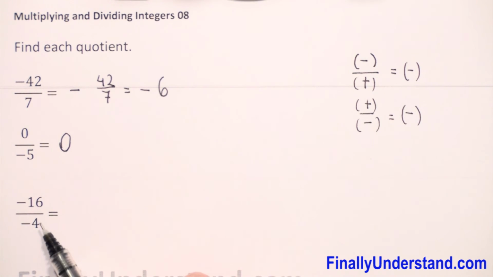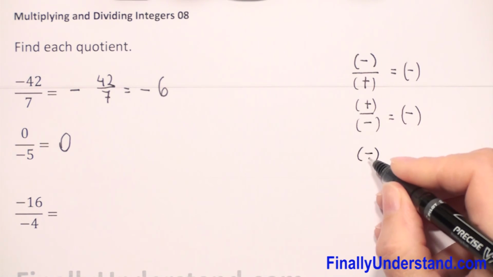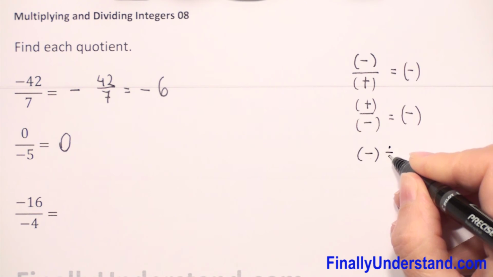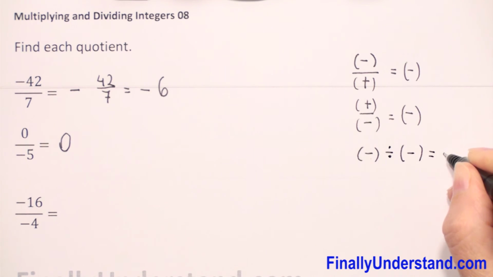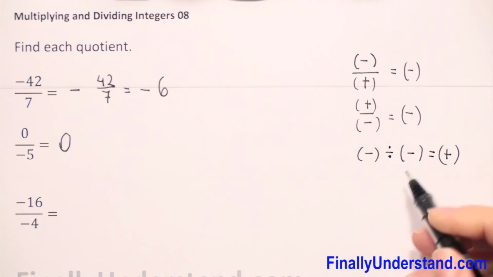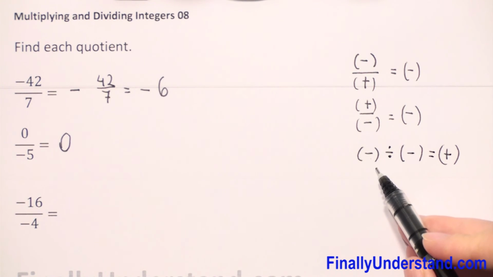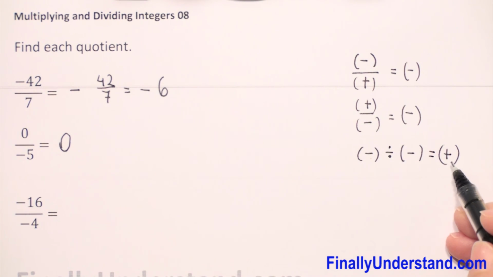The last example, we have negative over negative. The same rule like for multiplication. When we have division of two negative numbers, the answer is positive. When we have multiplication of two negative numbers or division of two negative numbers, the answer is positive.